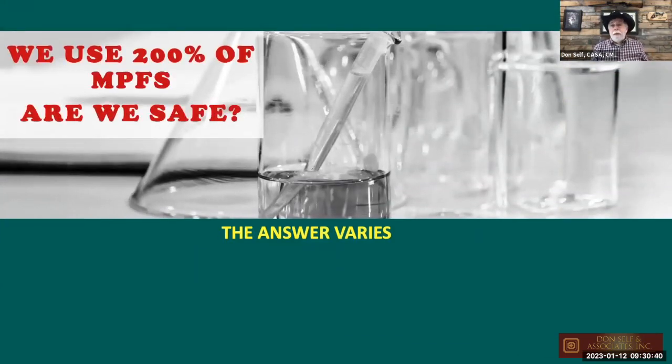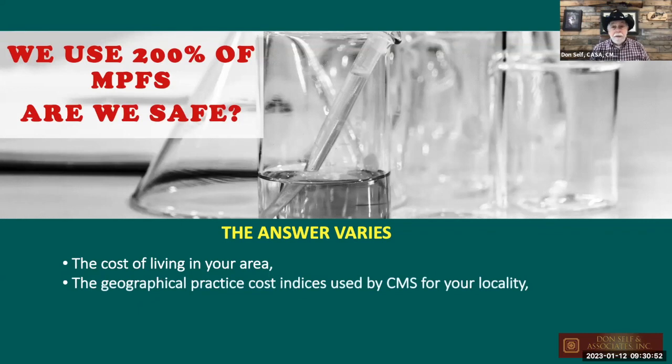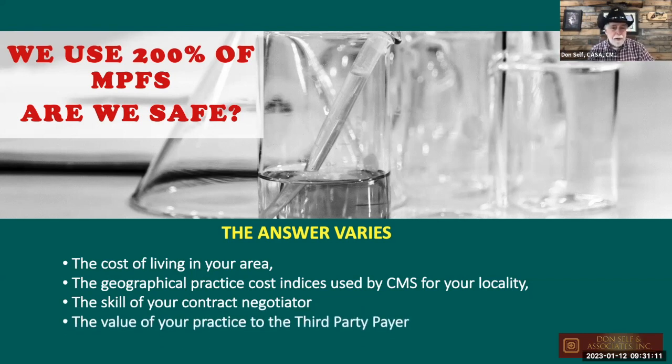Well, if you're using 200% of the Medicare physician fee schedule, are you safe? Well, the cost of living in your area might be higher or lower. It might be developed by the Geographical Practice Cost Indices, also called a GPCI. Then there's the skill of your contract negotiator. Sometimes people just automatically accept whatever the insurance company says. They say, will you negotiate? And the insurance company says, nope. And they believe them on the first try. Well, it's kind of like paying the list price on a car. You don't want to do that.